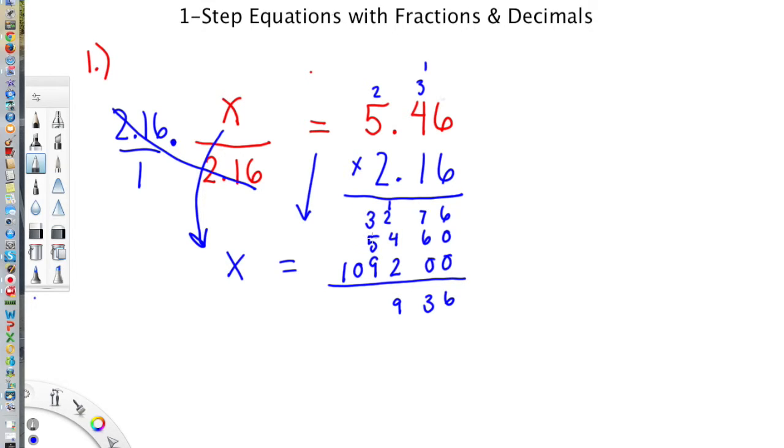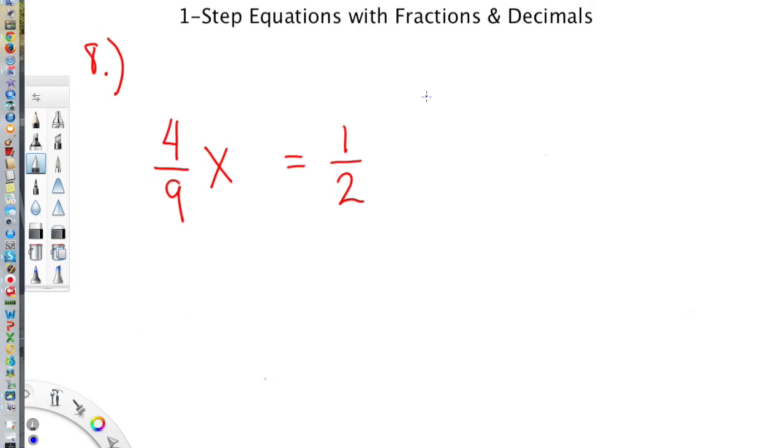3 plus 5 is 8. 8 plus 9 is 17. Carry the 1. 1 plus 0 is 1. And bring down the 1. I have 1, 2, 3, 4 decimal places. So I need to go 1, 2, 3, 4 decimal places in my answer, and I can say that x is equal to 11 and 7,936 10,000s. Wow, that is a mouthful.